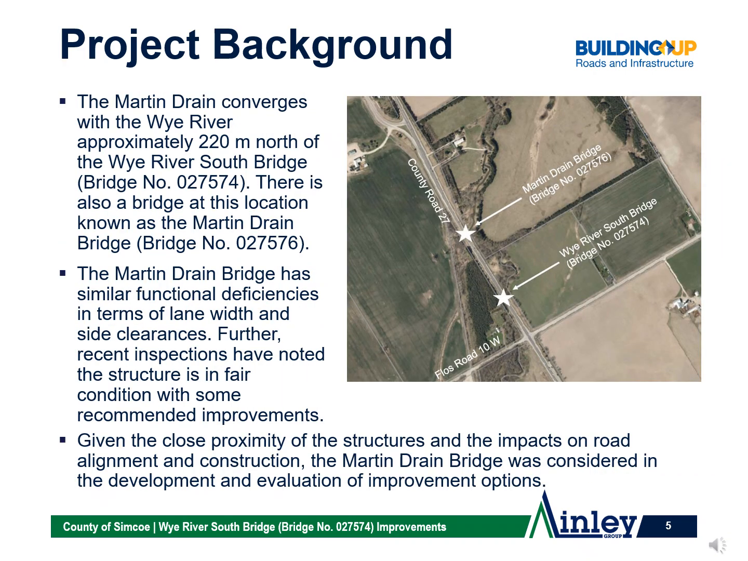There is another bridge on County Road 27, approximately 220 meters north of the Wye River South Bridge. This bridge is known as the Martin Drain Bridge, or bridge number 027576. The Martin Drain Bridge has similar noted deficiencies to the Wye River South Bridge, and, given their proximity to one another, the Martin Drain Bridge has been considered in the identification and evaluation of alternative solutions and design concepts for this Class EA.